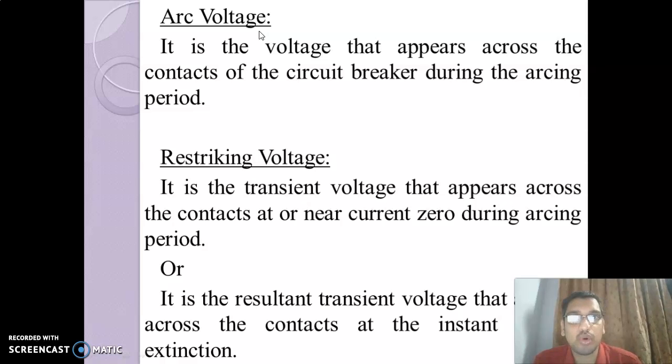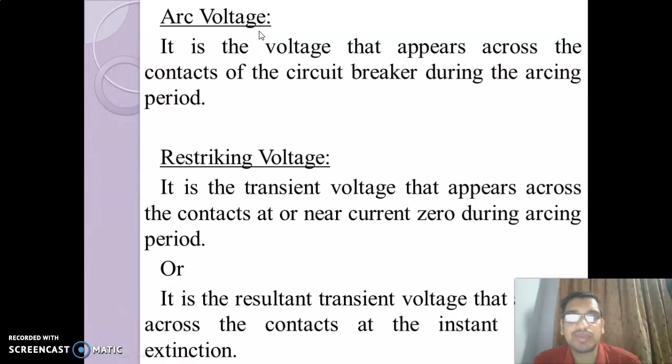These three voltages occur between the two contacts of the circuit breaker. Whether it is arc voltage or restriking voltage, all the voltages appear across the two contacts of the circuit breaker. The only difference is the duration or instant in which the three voltages are varying.